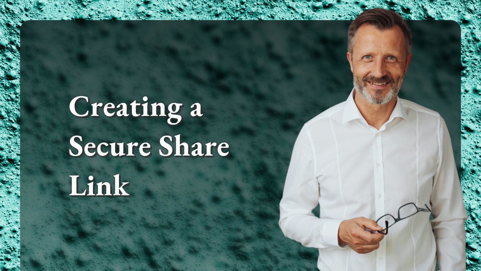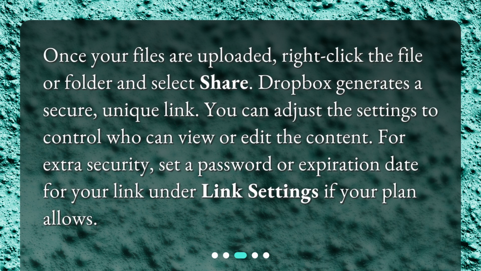Creating a secure share link. Once your files are uploaded, right-click the file or folder and select Share. Dropbox generates a secure, unique link. You can adjust the settings to control who can view or edit the content. For extra security, set a password or expiration date for your link under Link Settings if your plan allows.